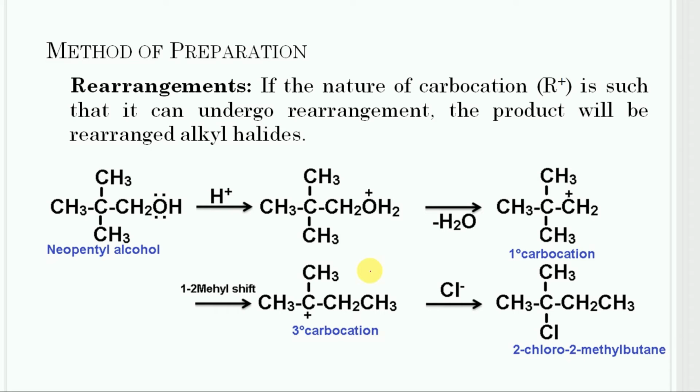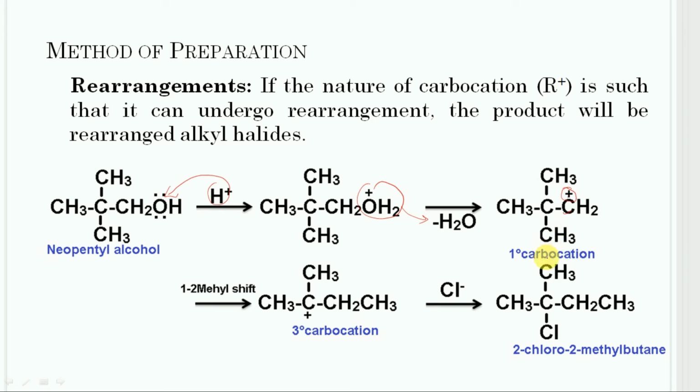If the nature of the carbocation is such that it can undergo rearrangement, then a rearranged alkyl halide will be formed as the product. So let us consider the case of neopentyl alcohol. First of all, there is the protonation of the neopentyl alcohol, and this protonated alcohol gets formed. Then it can lose the water molecule, and a primary carbocation gets formed. In that case, the positive charge appears on this carbon.